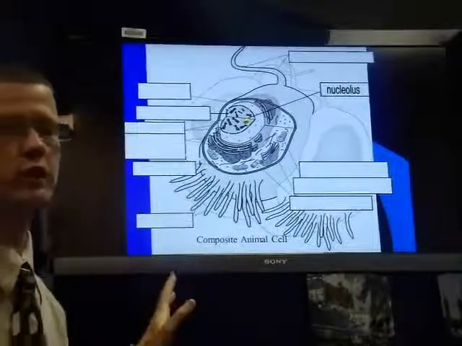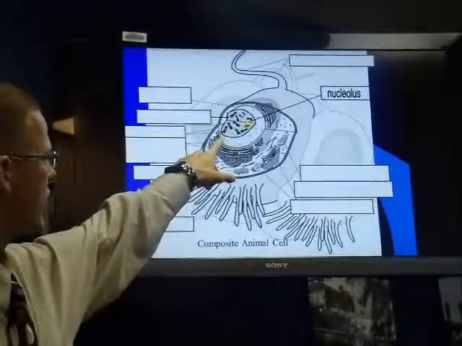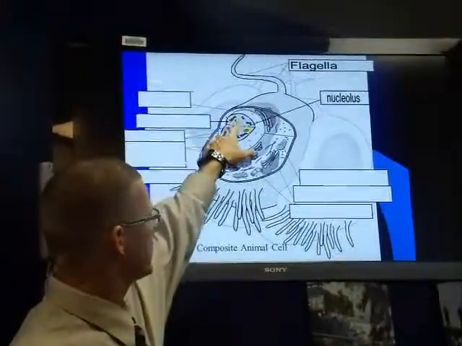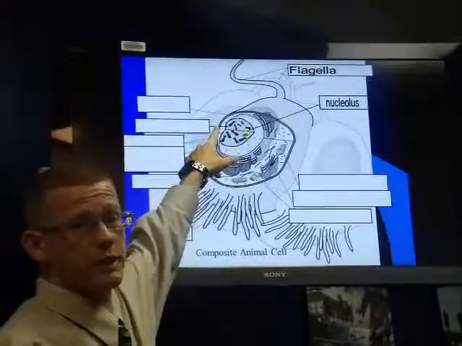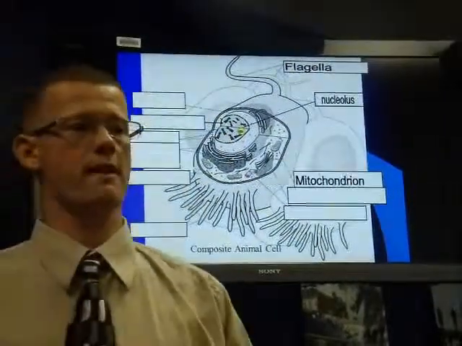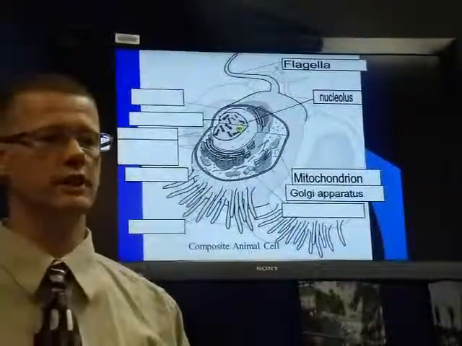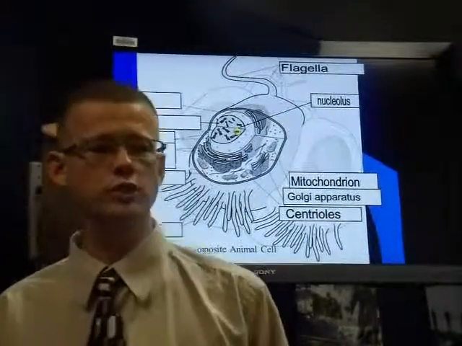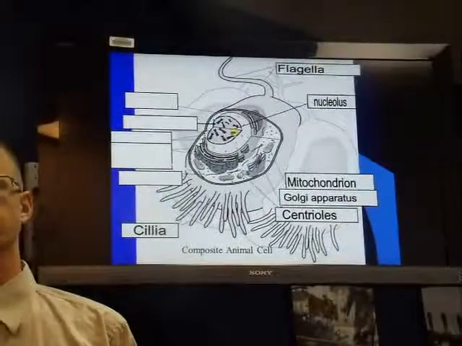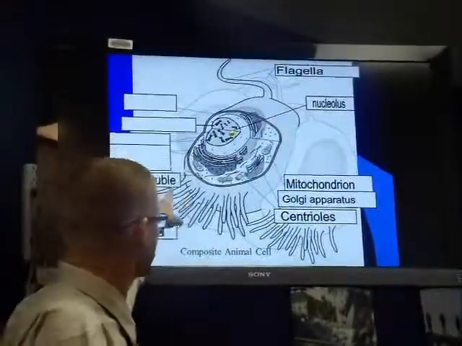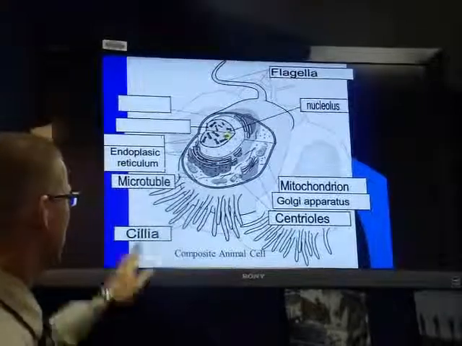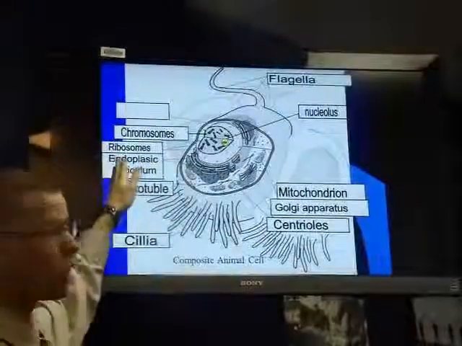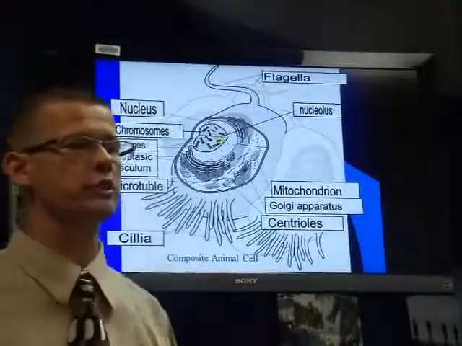Alright, then just to summarize real quickly today, the parts of the cell, we start off with the nucleolus. We have the flagella up here. You can kind of follow the little lines with the term and get a little better picture of what we're talking about. We have the mitochondria, which make the energy. We have the Golgi apparatus, centrioles, cilia, microtubules, the endoplasmic reticulum, the ribosomes, chromosomes, and of course the nucleus of the cell.